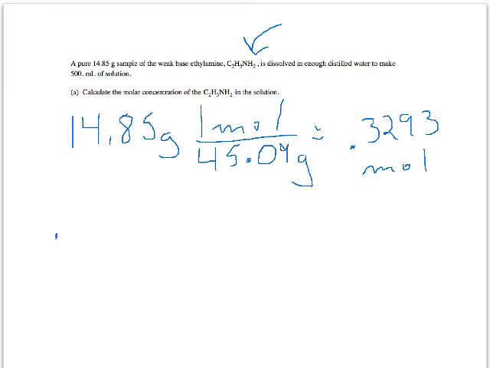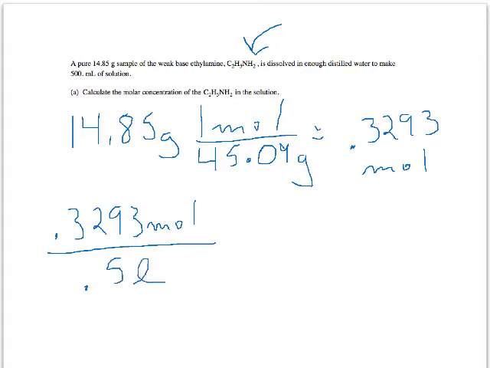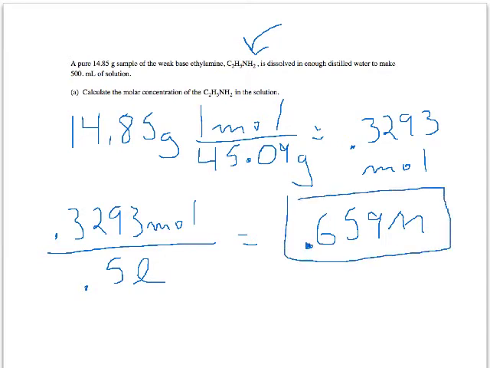Okay, so then what do you do? You take that 0.3293 moles and divide it by the number of liters. So 500 milliliters is half a liter, and when you do, you're going to get 0.659 molar. Alright, so the first part was fairly easy, and that is worth 2 points. You get a point for the number of moles and a point for the concentration.